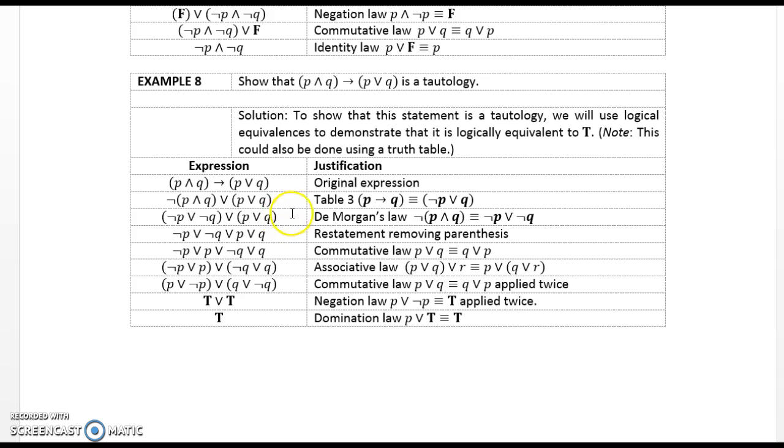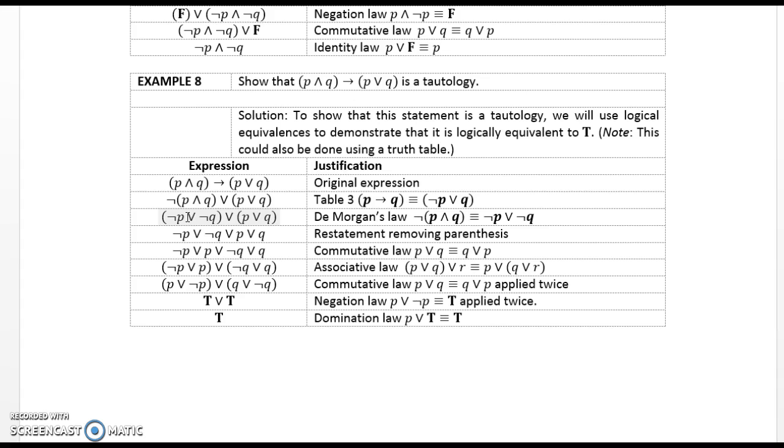Example 8, show that P and Q implies P or Q is a tautology. Solution: to show that the statement is a tautology, we use logical equivalences to demonstrate that it is logically equivalent to true. Note that this could also be done with the truth table. So we take the original expression and we go to table 3 and note that P implies Q is equivalent to not P or Q. So we go ahead and apply that equivalence.